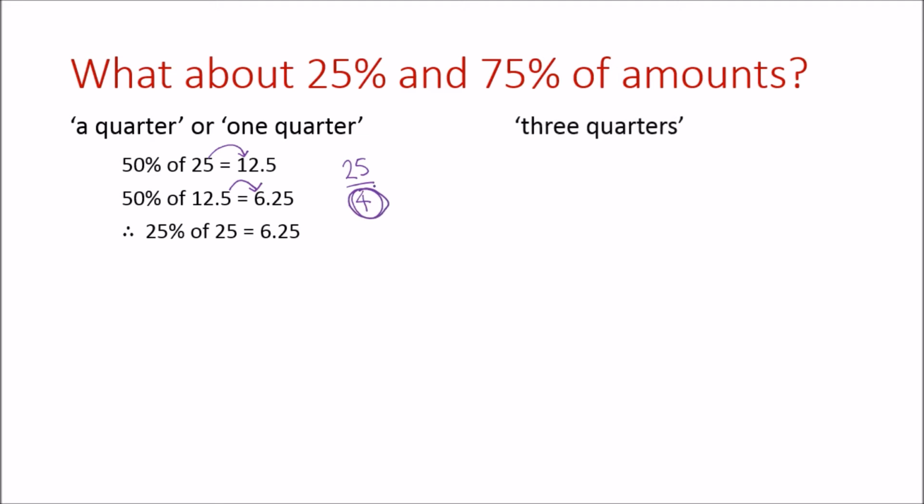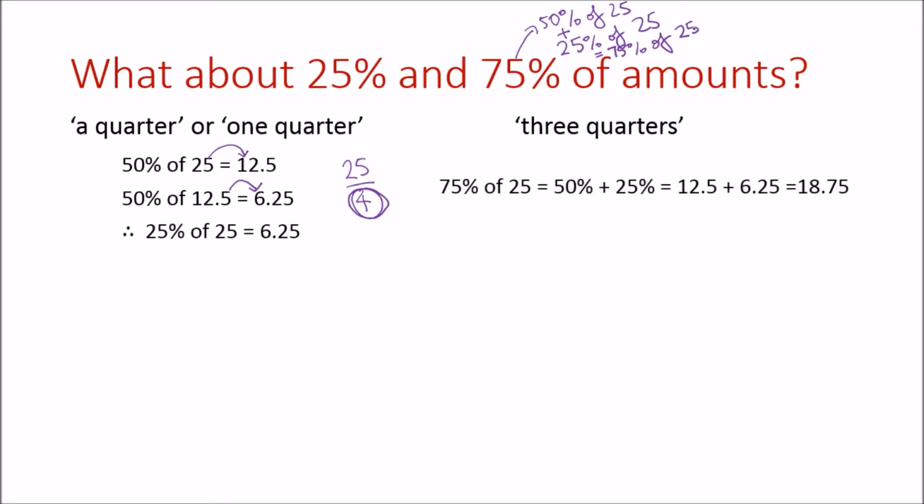What about 75%? So 75%, that's another way of saying 3/4. And the great thing about percentages is if you have 50% of the amount already, so 50% of 25, and you also have 25% of 25, you can just add those two together to get 75% of 25. So we take our 50%, our 12.5 from over here. We take our 25%, our 6.25 from over here. Add them together and we get 18.75 as 75% of 25.